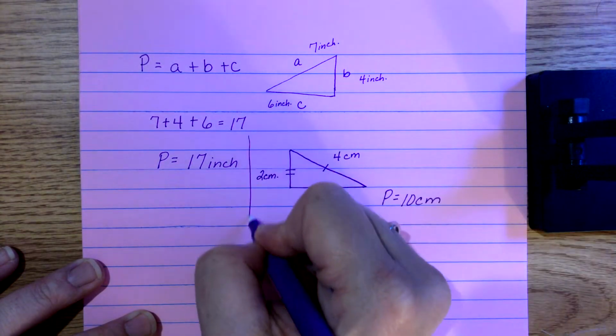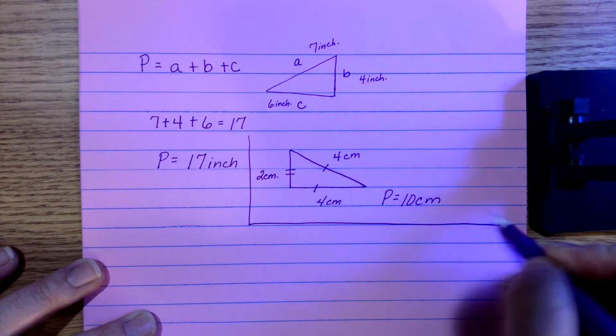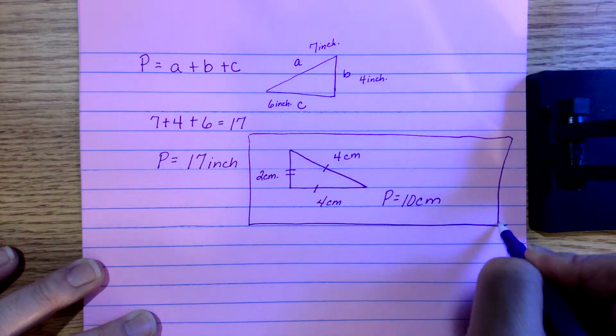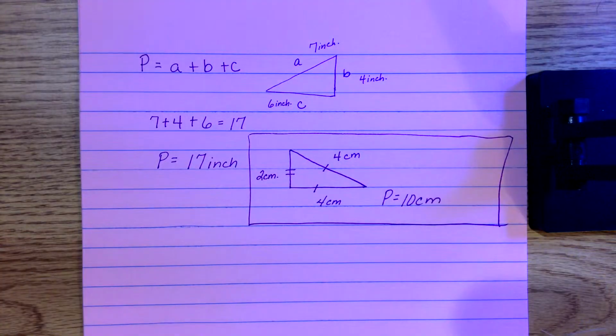Sorry, this is a separate problem than the one we were working on before. Don't get confused. Okay? So you might have a missing side label, but usually with triangles, they're going to have all three sides labeled for you.